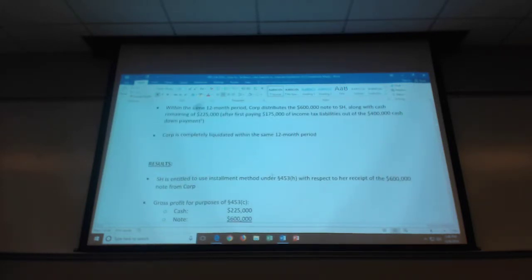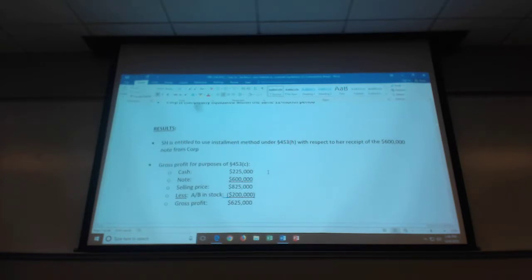What happens here is that these factual assumptions were critical because the general rule would be that in the absence of Code Section 453H, which is illustrated in the example, the general rule under Section 331 would be that when the shareholder receives this $600,000 note from the corporation, it would have to report an amount realized right away based on the fair market value of that note, even though the note hasn't been paid yet.